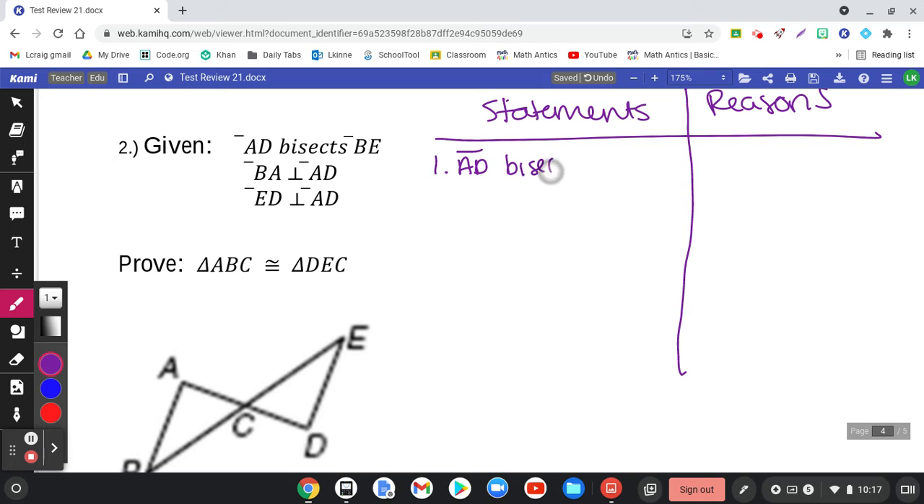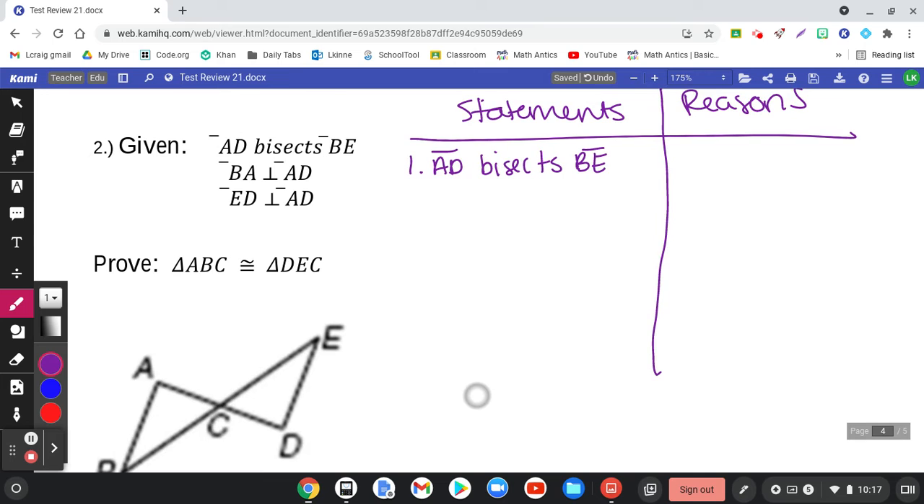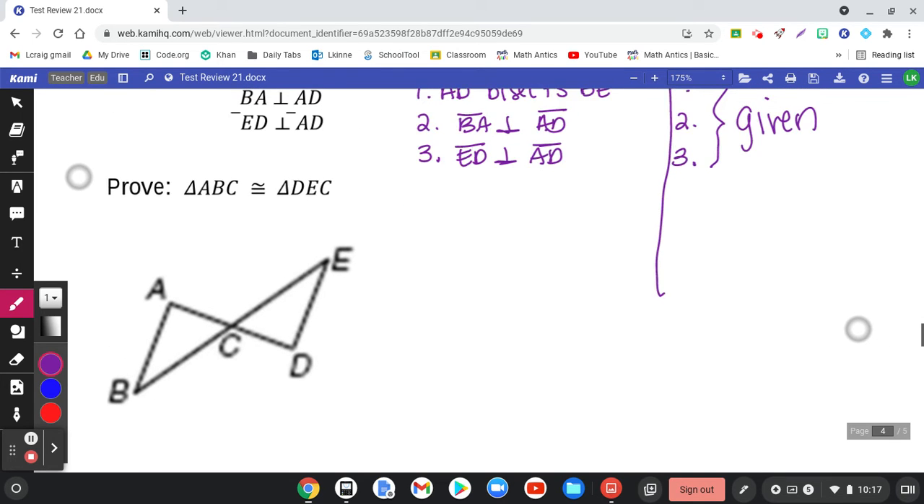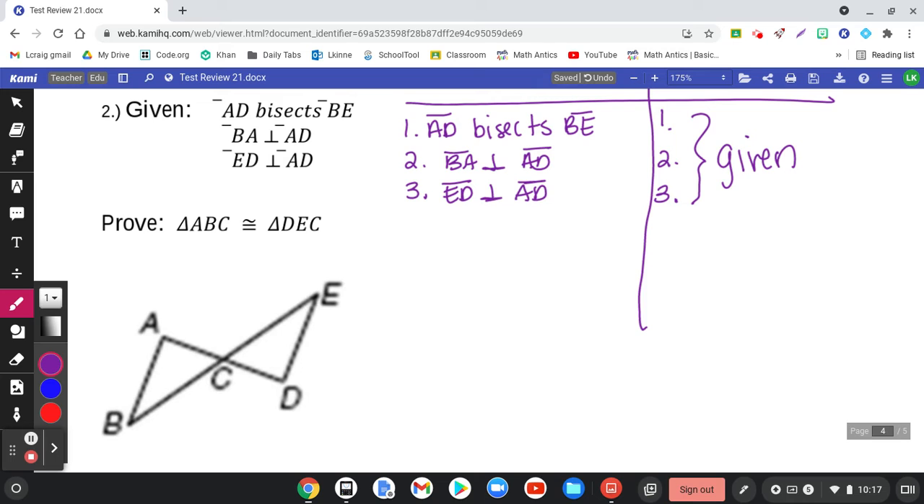AD bisects BE. Things got a little shifted, but that's okay. BA is perpendicular to AD, and ED is perpendicular to AD. Three givens this time. All right, so once again, we're trying to prove the triangles are congruent. Let's see what we have. I already see a freebie right here. Don't know if we have to use it yet, but we'll see.